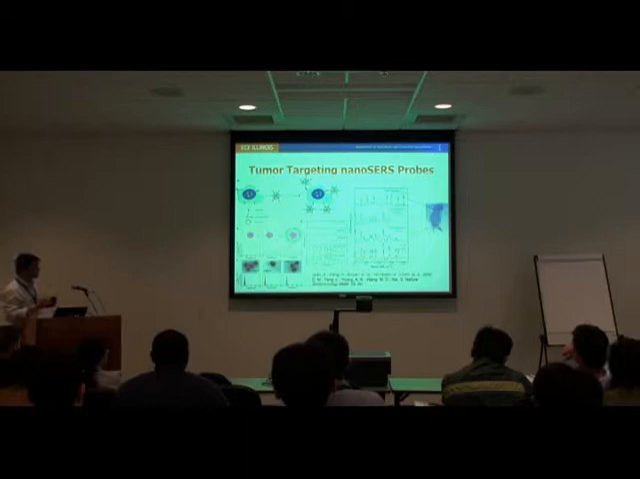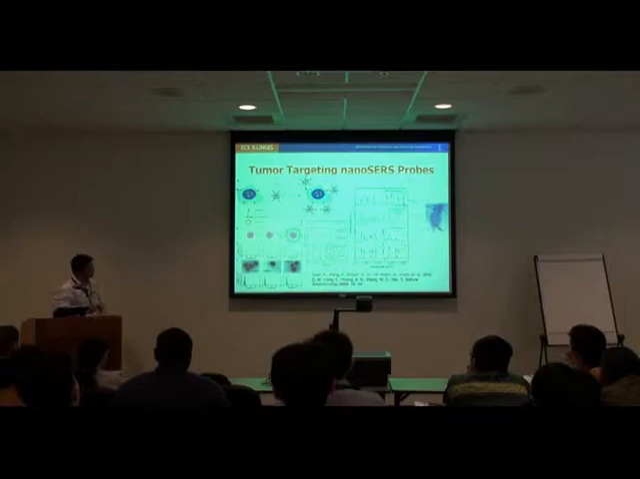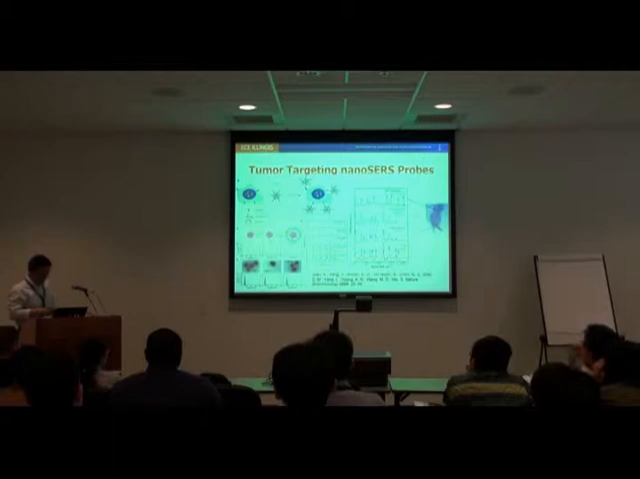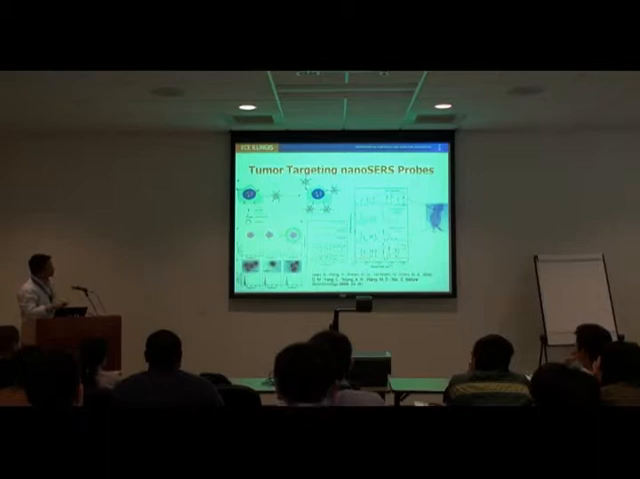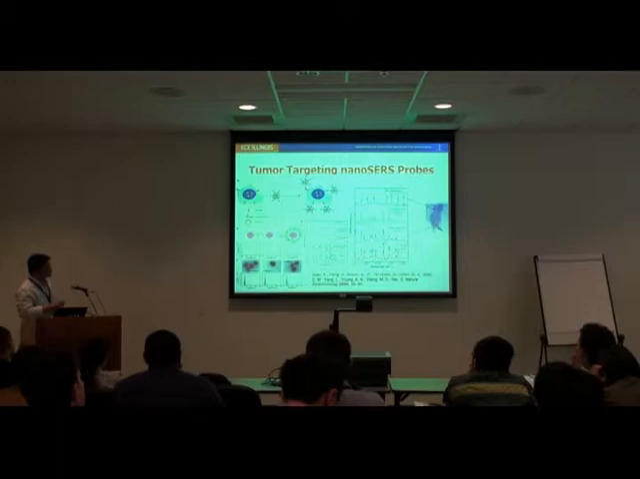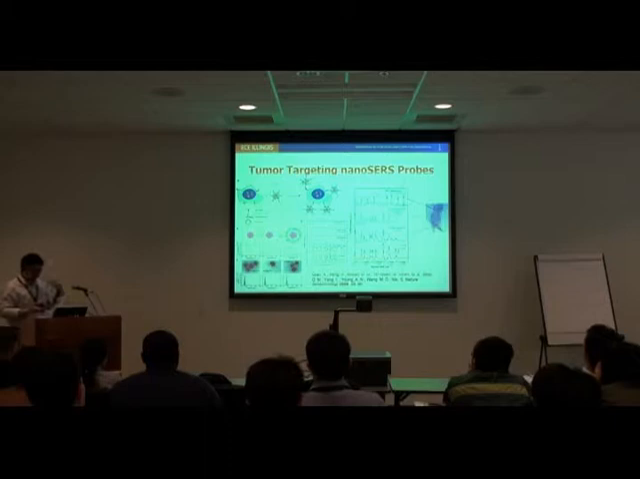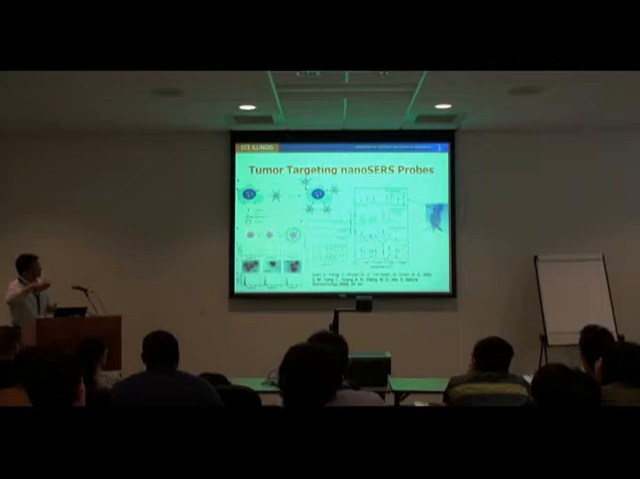So the way they do it, they coat the gold particle surface with some cross-linking molecules and also antibodies that can recognize the epithelial growth factor receptors on the surface of the cancer cells. So if you have a cancer cell expressing a lot of these epithelial growth factor receptors on the surface, then the modified particle can be conjugated on the cell surface. And if enough molecules accumulate around the cell surface, then you'll be able to detect the molecule's Raman signals around the cancer cells. That's exactly what they did.